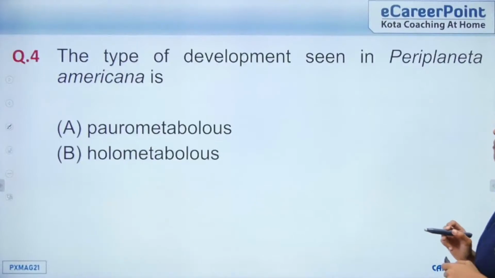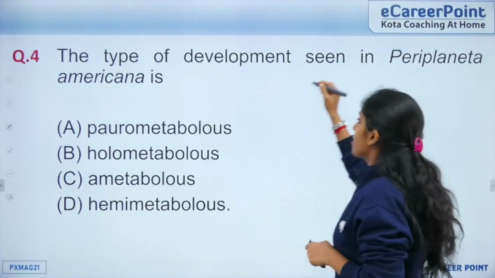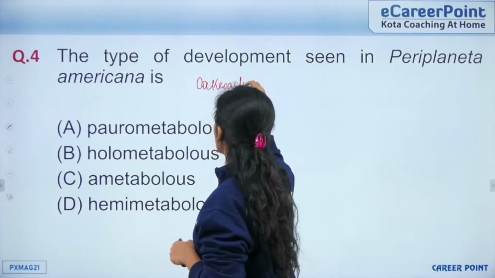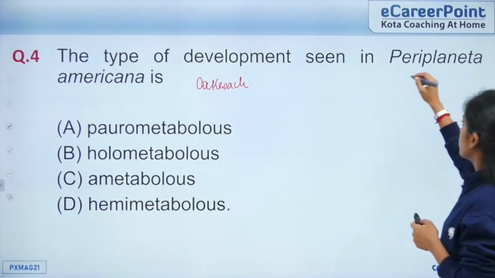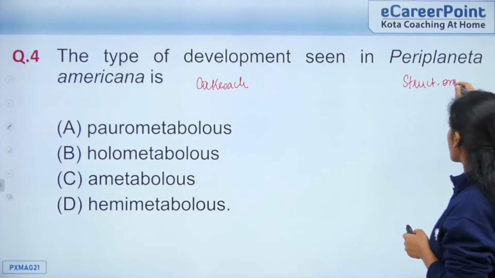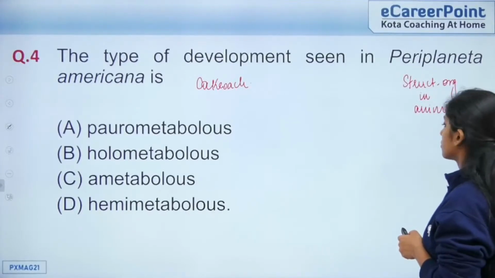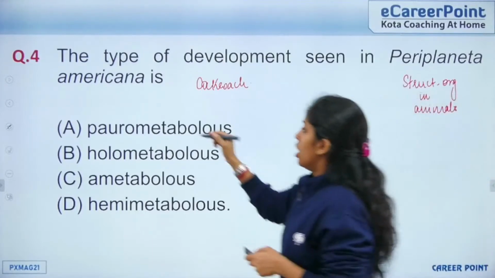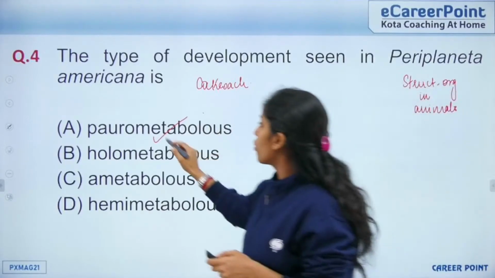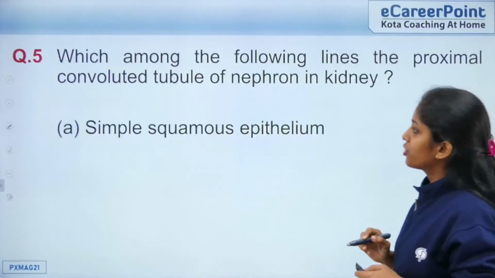The type of development seen in Periplaneta americana. Periplaneta americana is the binomial name of your cockroach. This question comes from the chapter Structural Organization in Animals. Okay, so the developmental type here is paurometabolous. Okay, so here we go to the next one, question 5.